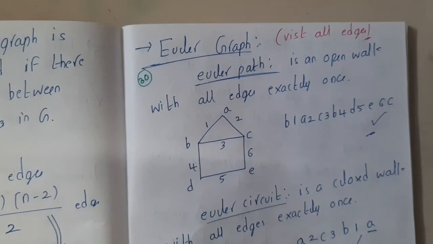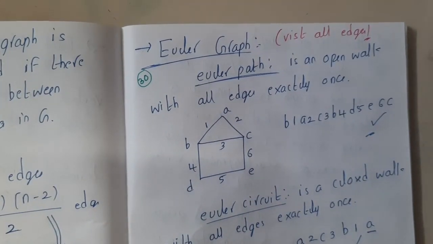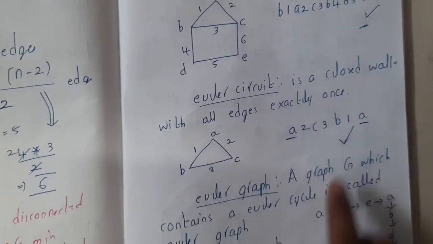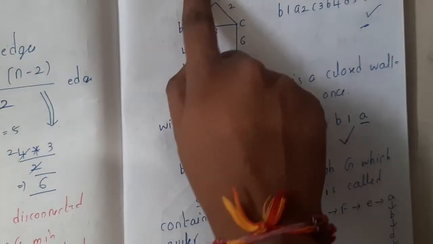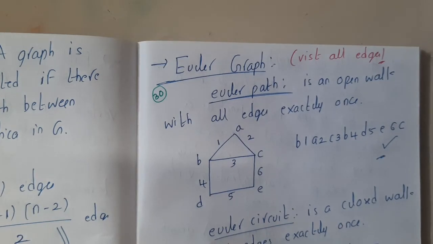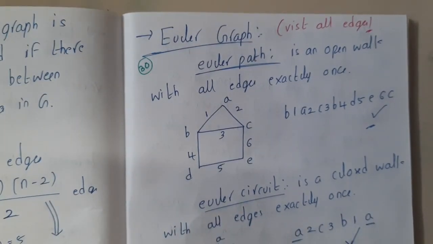In the next lecture, let us continue with the Euler graph. The basics which you have learned, like open walk, closed walk, and all those things, will be used again in the Euler graph. That is the reason why I discussed this concept first. So in the next lecture, let us continue with the Euler graph.